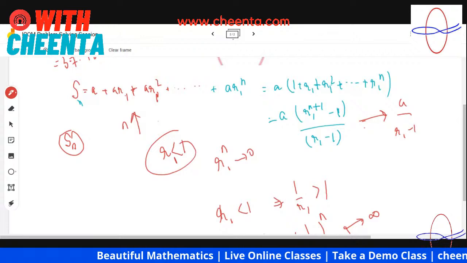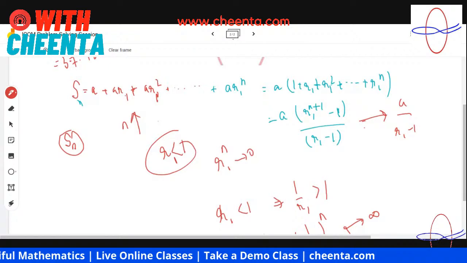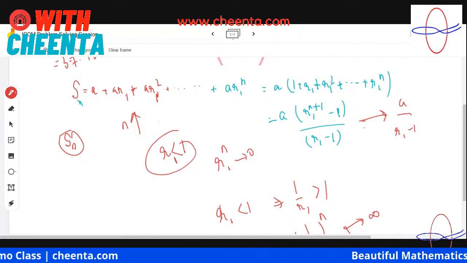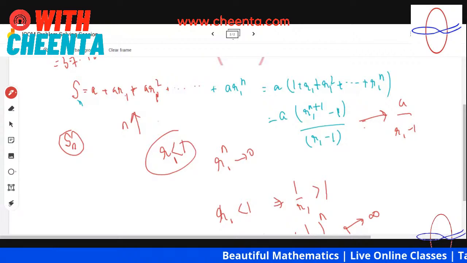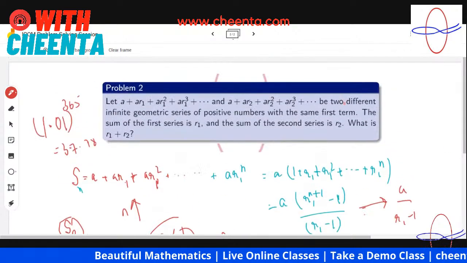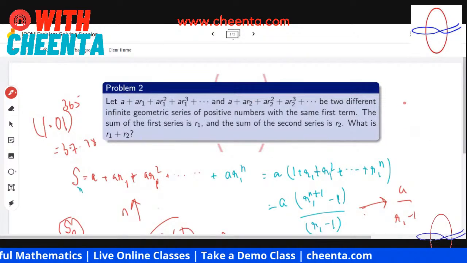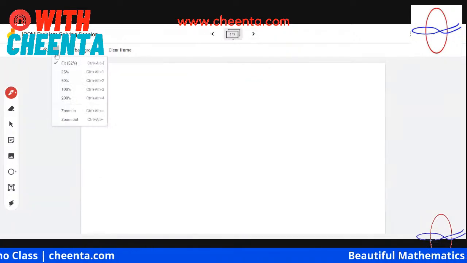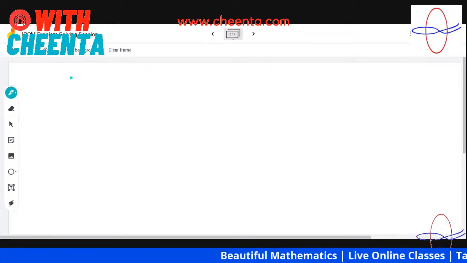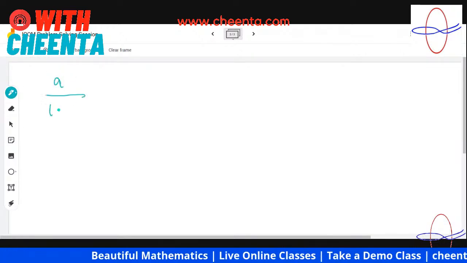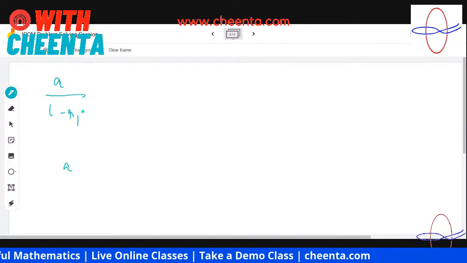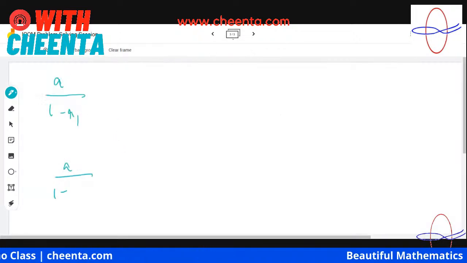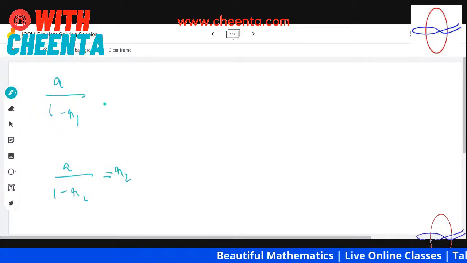Anyways, so R1 is less than 1. It makes sense, right? So R1 and R2 must both be less than 1. Why? Because the reason is that it must converge, and it's given in the problem that the first series converges to R1 and the next converges to R2. So what is the value of R1 plus R2? What we have got is the limiting sum: for the first one, A by 1 minus R1, and for the second one, A by 1 minus R2, right?